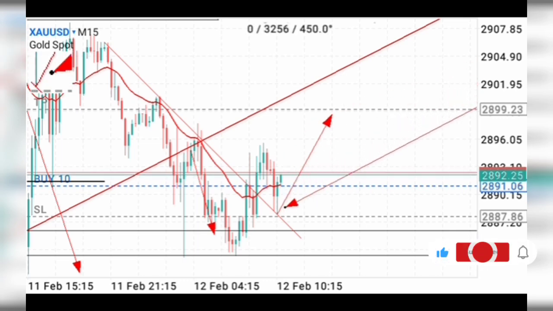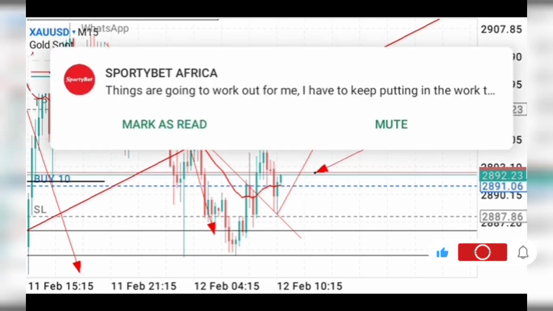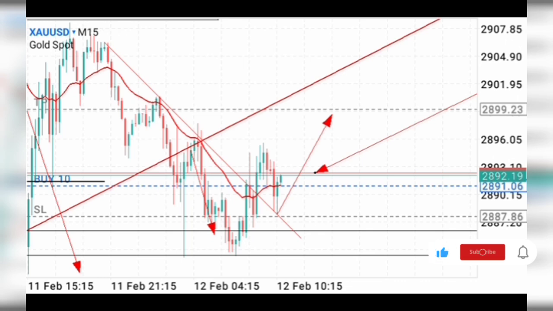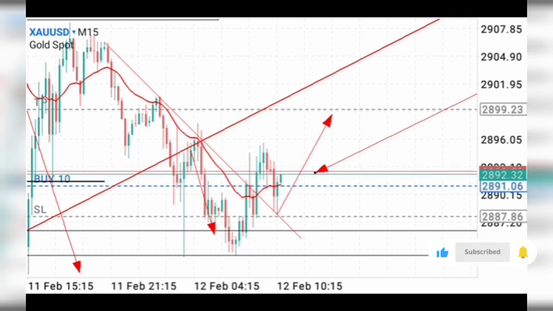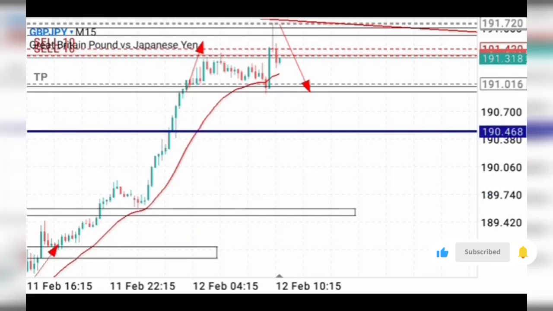Price retested on my trend line, and I waited for some rejection. Seeing this rejection, I believe that this is going to buy, so I went in for the buy. Now I also took a trade on GBPJPY, which is my best pair. I love taking trades on GBPJPY, so I took a sell trade.